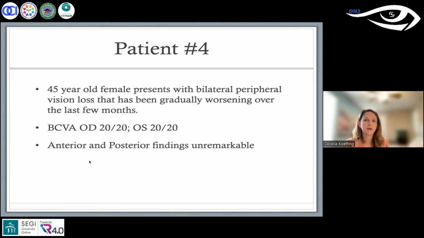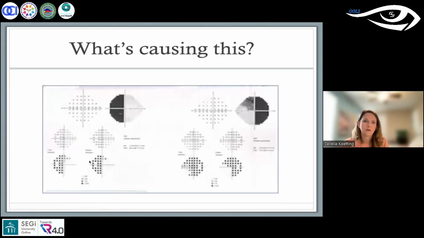Patient number 4, we're going to go through the last couple here in the last 10 minutes that we have. 45-year-old female presents with a bilateral peripheral vision loss that has been gradually worsening over the last few months. Central vision's good. She's 20/20. Anterior posterior findings were unremarkable, but here's our visual field.